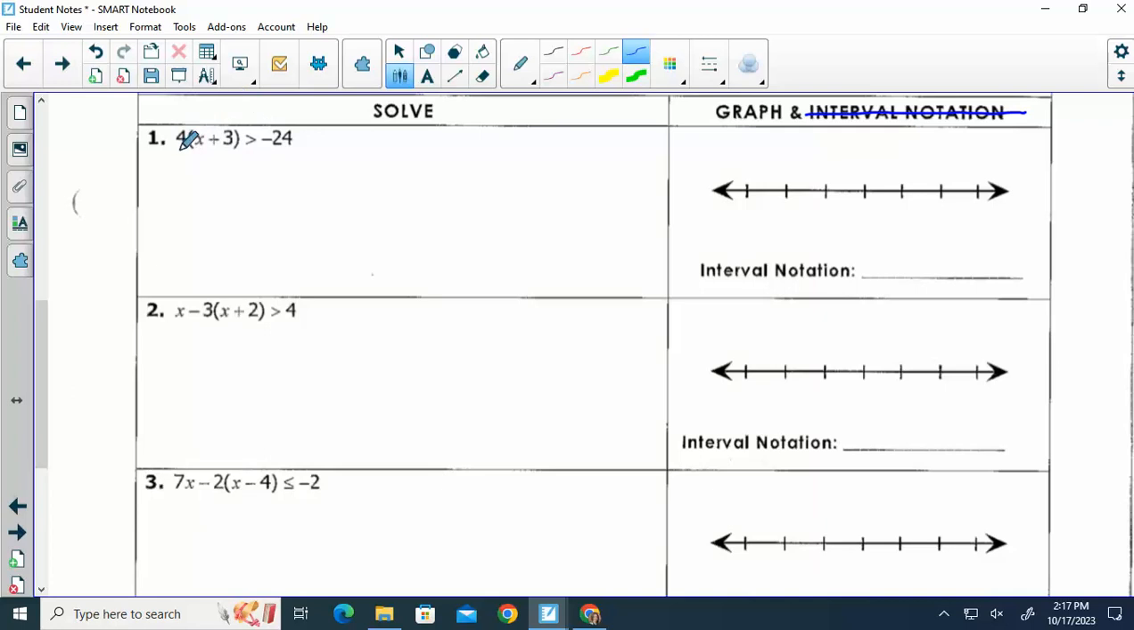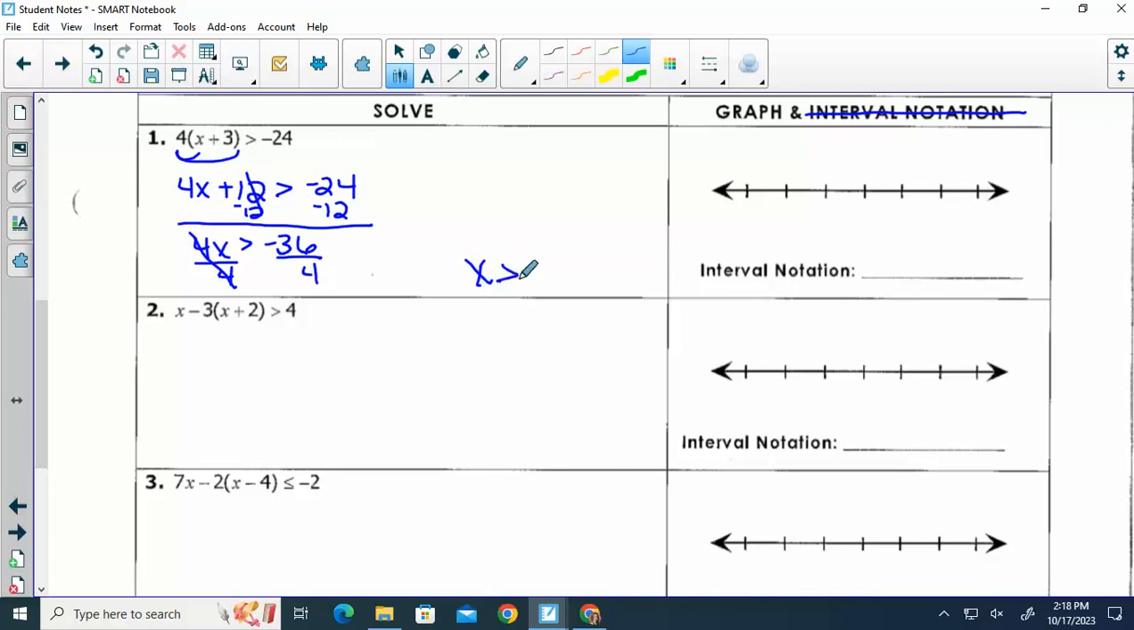Distribute. We have to distribute that 4. So we get 4x greater than negative 24. Now it's more like the problem from yesterday. So subtract our 12 over. All right, here I divide by that 4. Do I flip it? No, because it's not a negative. So I get x is greater than negative 9.